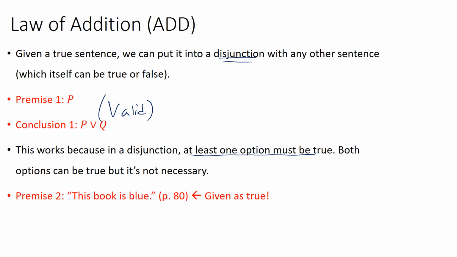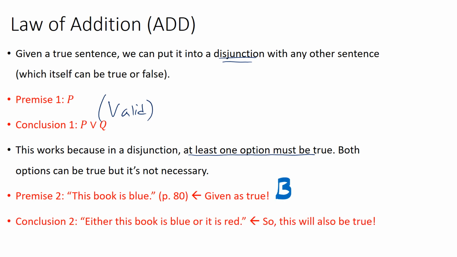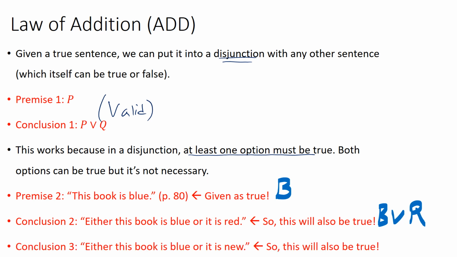On page 80, we're given the example, this book is blue, and that's true. Conclusion, either this book is blue or it is red, B or R. Given that B is true, it must be the case that B or R is true. Likewise, we can conclude either this book is blue or it is new, B or N. Well, given that B is true, B or N must also be true.